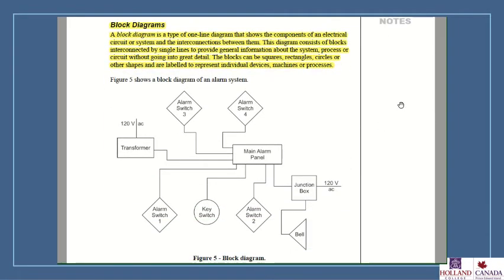Block diagrams. A block diagram is a type of one-line diagram that shows the components of an electrical circuit or system and the interconnections between them. This diagram consists of blocks connected by single lines to provide general information about the system.